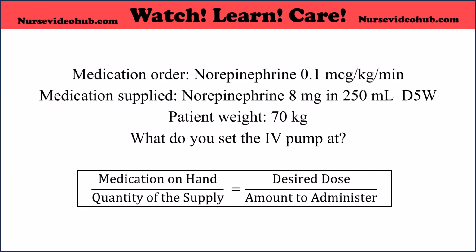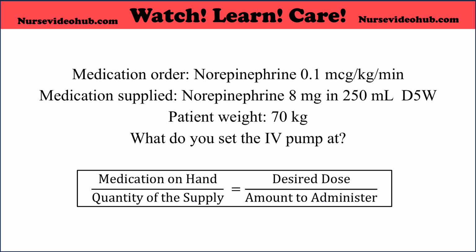Now for a more advanced calculation, norepinephrine, which is weight-based. The medication order is norepinephrine, 0.1 micrograms per kilogram per minute. The medication supplied is norepinephrine, 8 milligrams in 250 milliliters of D5W. The patient's weight is 70 kilograms. What do you set the IV pump at? This is a weight-based medication that requires calculation.